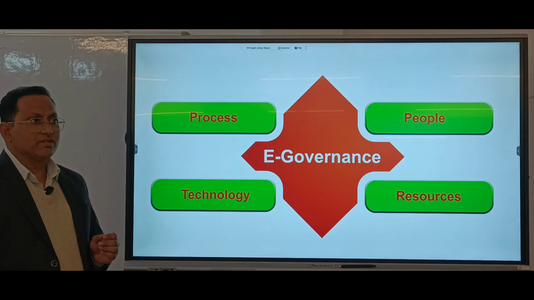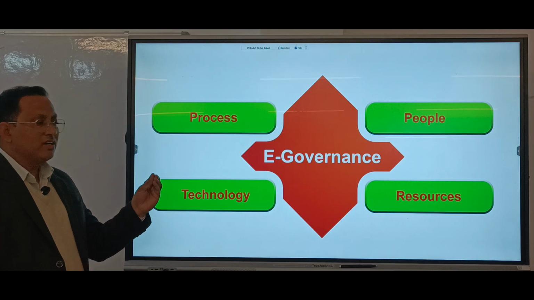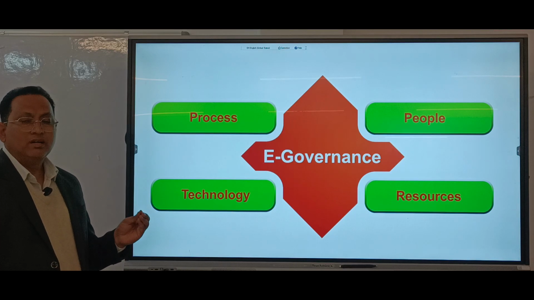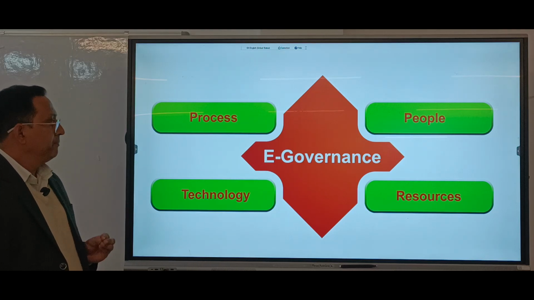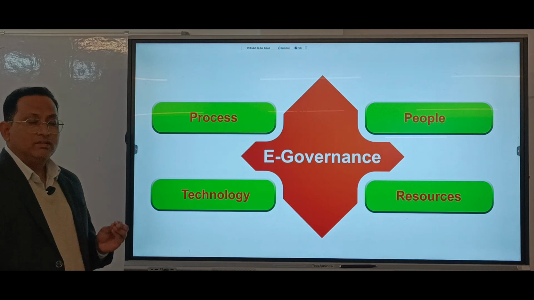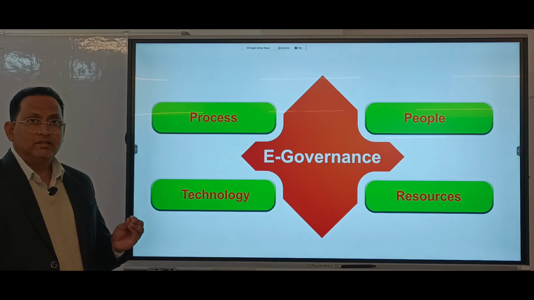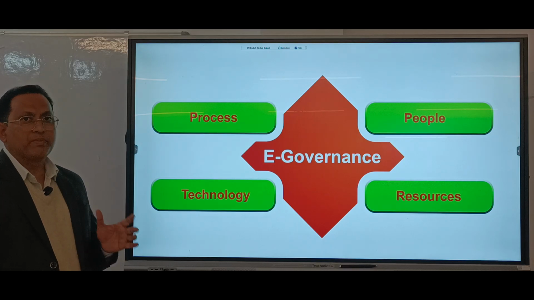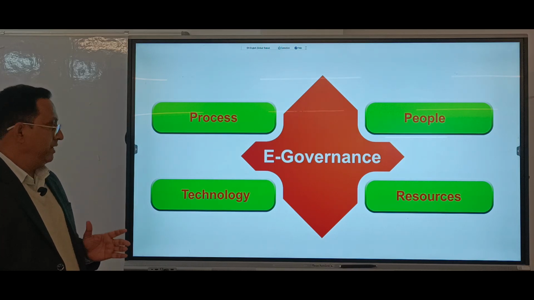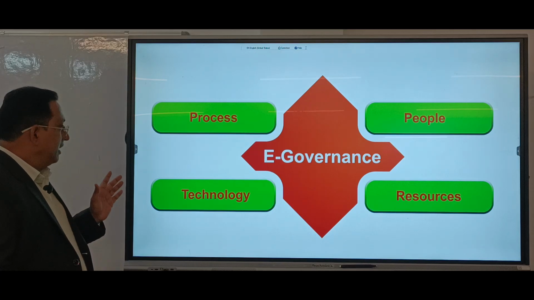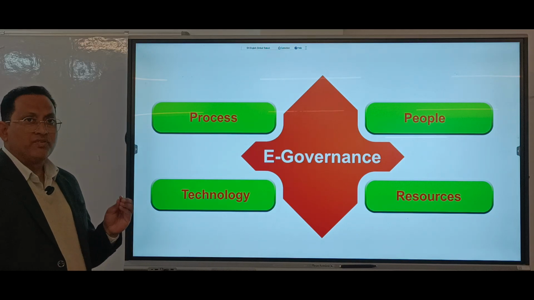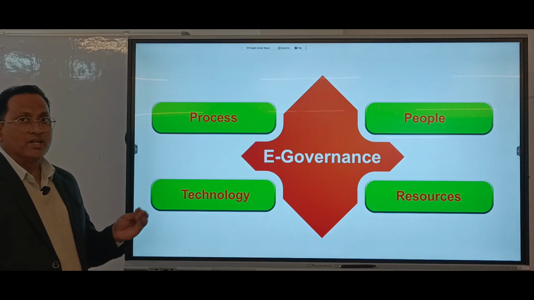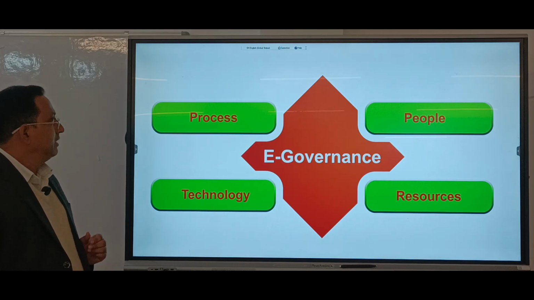E-governance involves different kinds of stakeholders, the first being our common citizens, that means the common people of this country. For e-governance, different resource materials must be present for it to be efficient. Without efficient technology, we cannot achieve the concept of e-governance, and with efficient, technology-enhanced processes, we can go for e-governance.